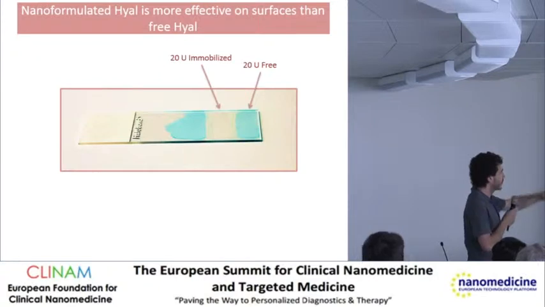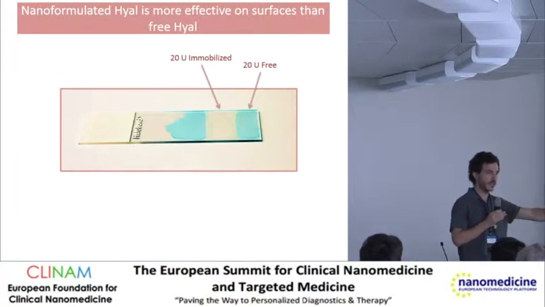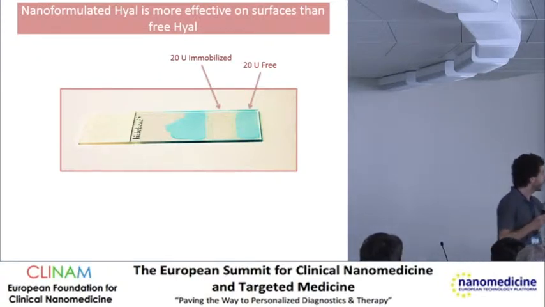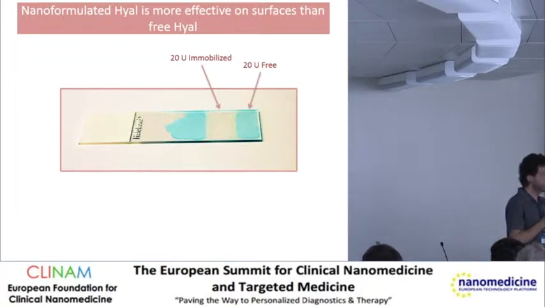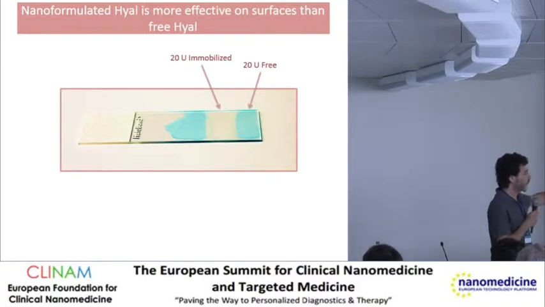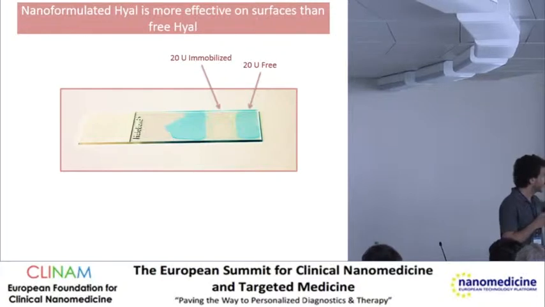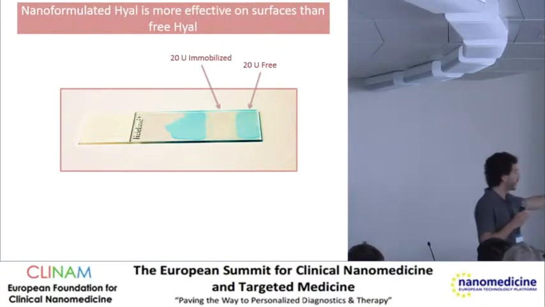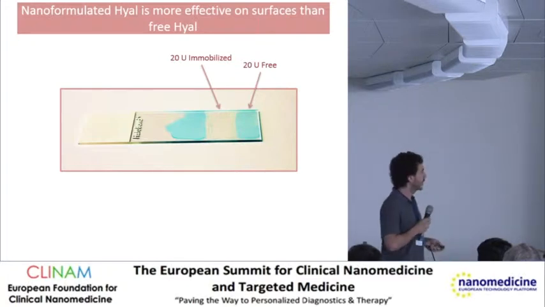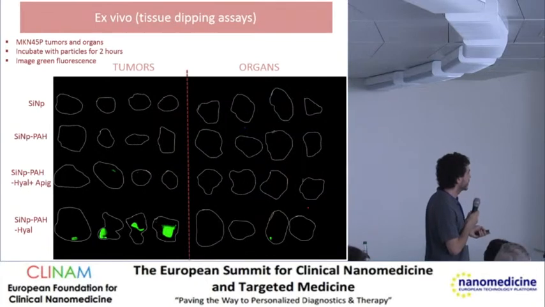And this is very important. This is the surface of HA. So in this region, I put 20 units of the immobilized enzyme, and here I put 20 units of the free enzyme. And when I stain for HA, I see that there is nothing here, which indicates that only this place was degraded by the enzyme. So that's a large difference.